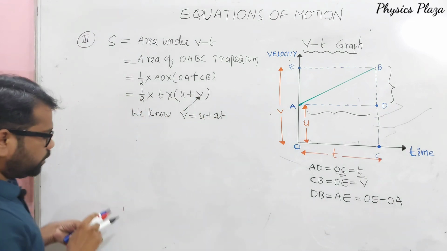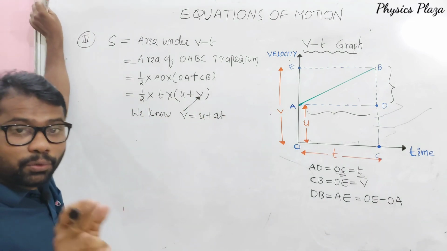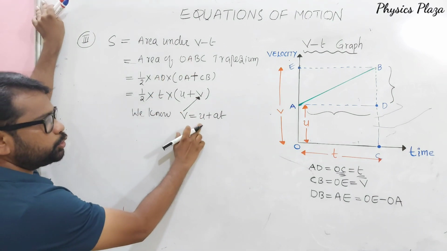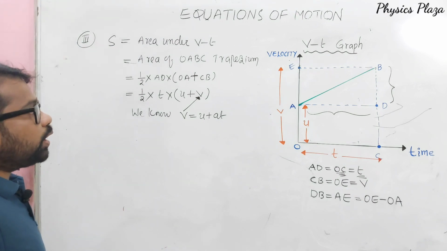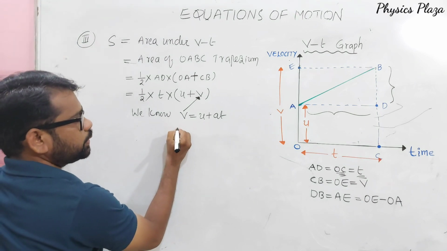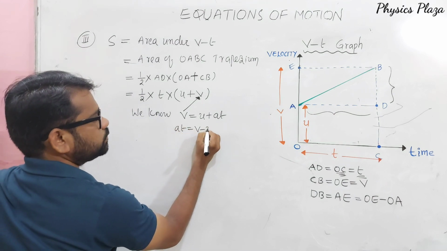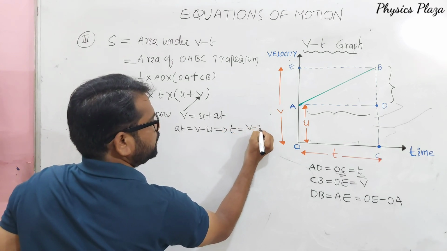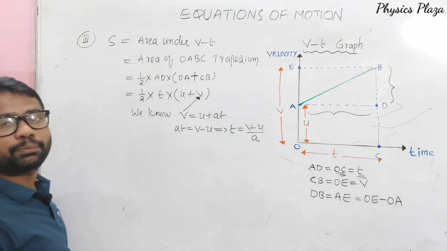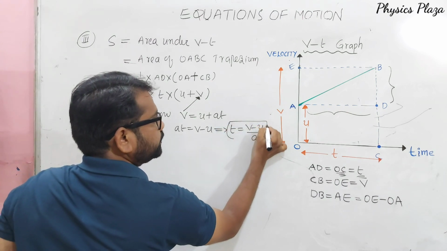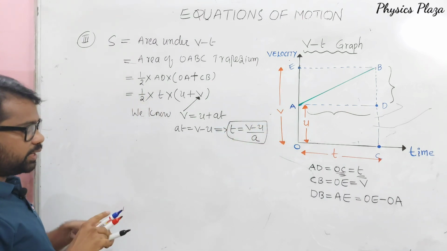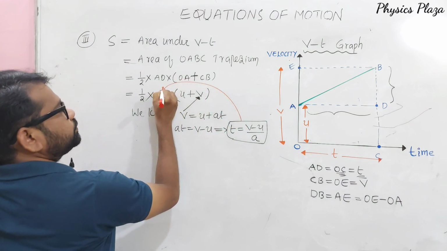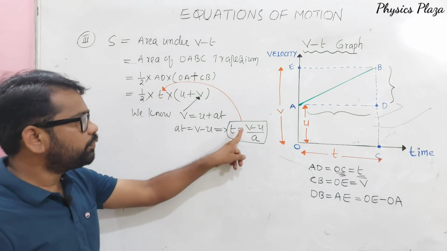Look here, dear children. Now we are going to do the third equation of motion. Everything is the same till here. Now look here. V is equal to u plus at. Children, from this what can we write? At is equal to v minus u. Of course we can write. From this we can write t is equal to v minus u by a. It's very important. Children, now we are going to substitute this in the place of time. In the place of t we are going to put v minus u by a.